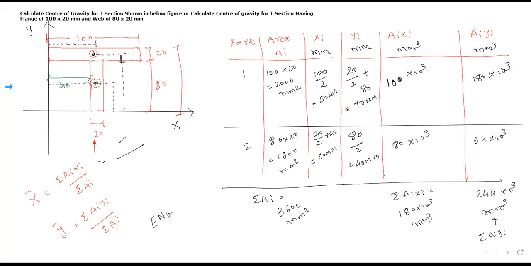You will get value 50 mm. I hope it is clear to all of you. Similarly for y bar, 244 × 10⁻³ divided by 3600. You will get 67.77. Please confirm, is this answer coming to everyone?